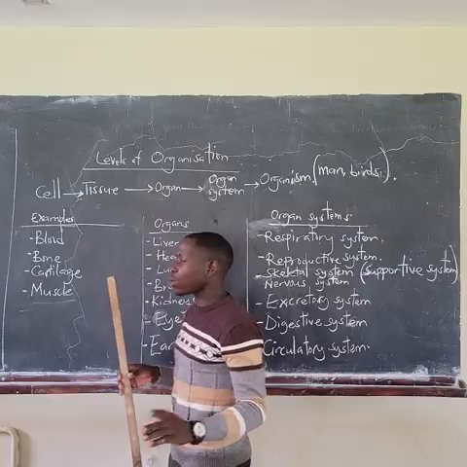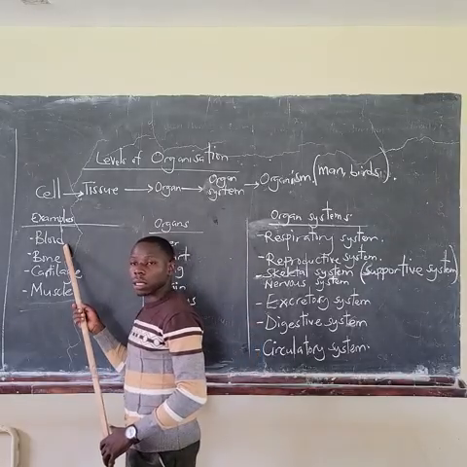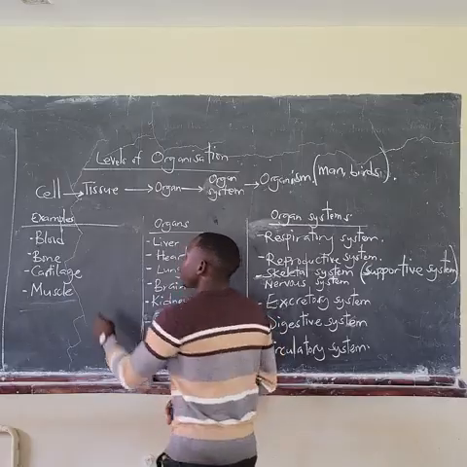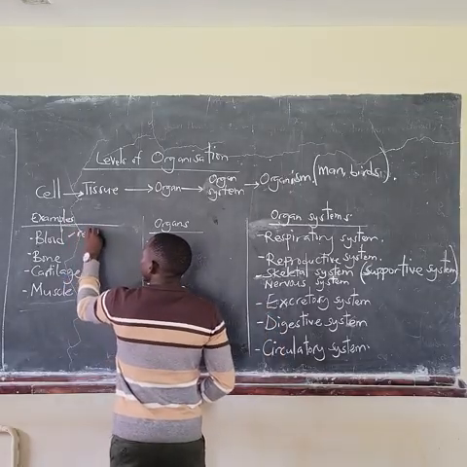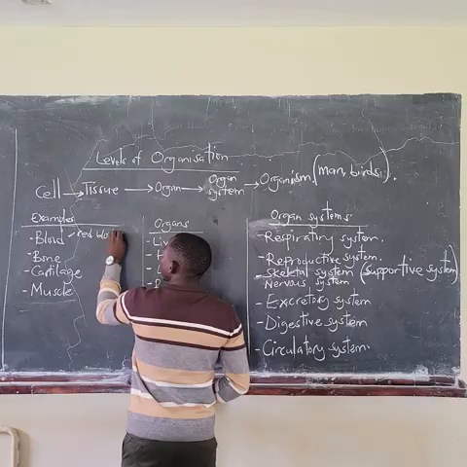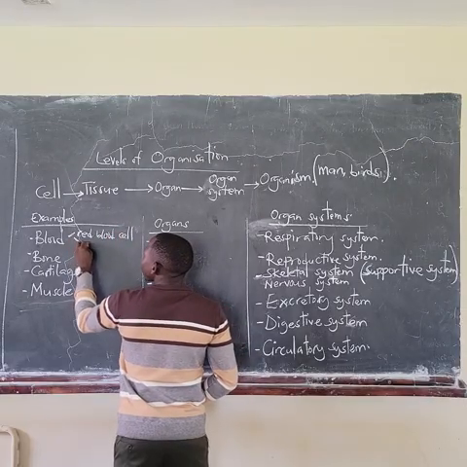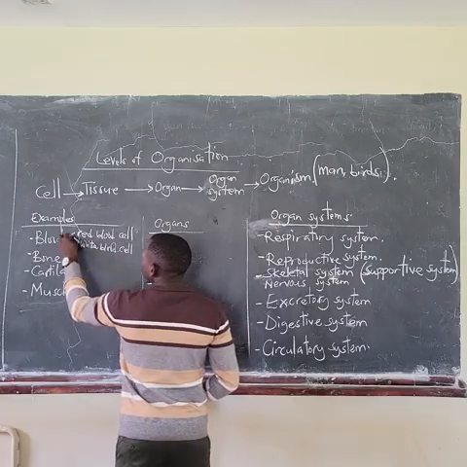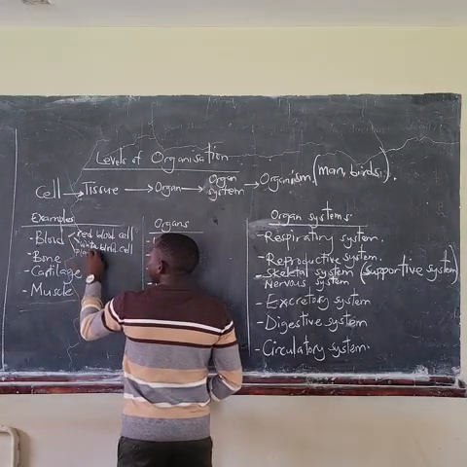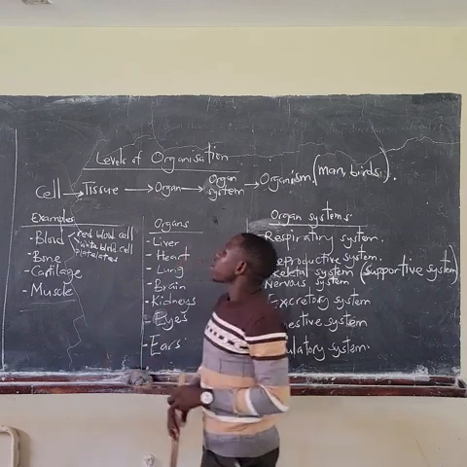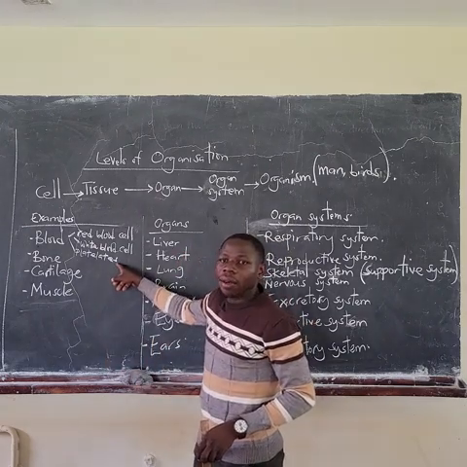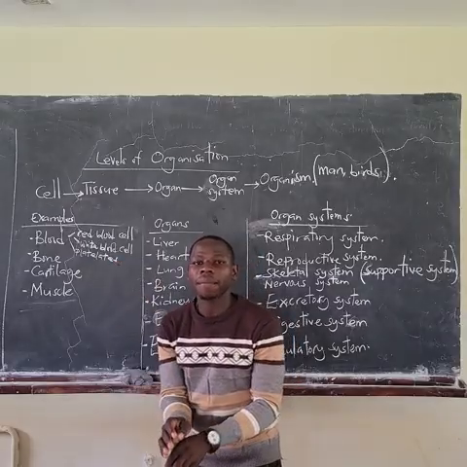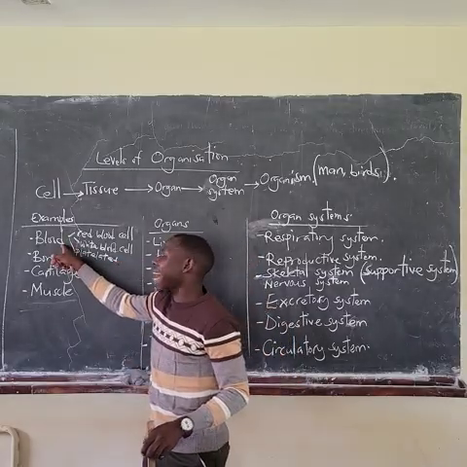And examples of tissues we have blood. Learners, blood is made up of very many cells. We have the red blood cell, we have the white blood cell, we have the platelets. So three kinds of cells come up together to form what we are calling blood, and this is a tissue.